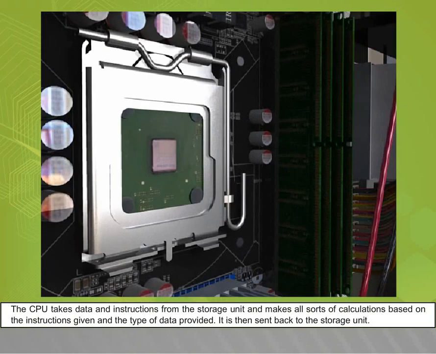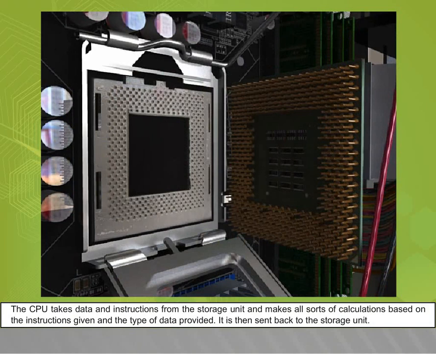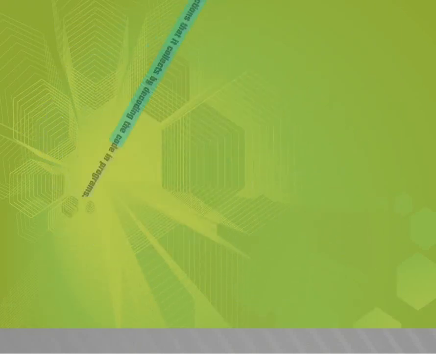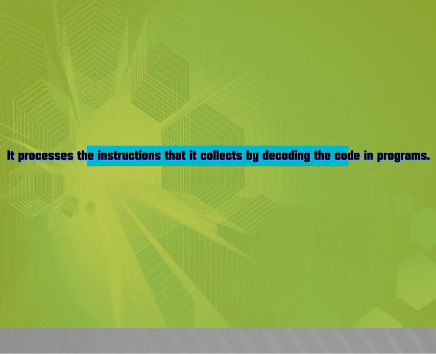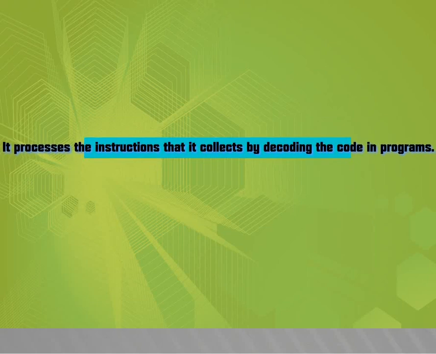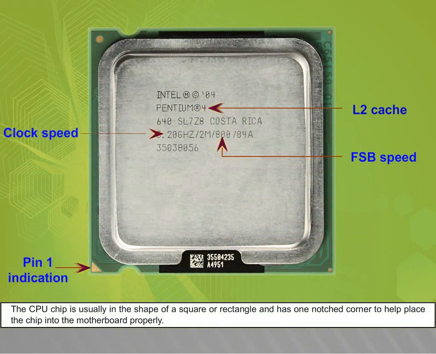The CPU takes data and instructions from the storage unit and makes all sorts of calculations based on the instructions given and the type of data provided. It is then sent back to the storage unit. It processes the instructions that it collects by decoding the code in programs. The CPU chip is usually in the shape of a square or rectangle and has one notched corner to help place the chip into the motherboard properly.